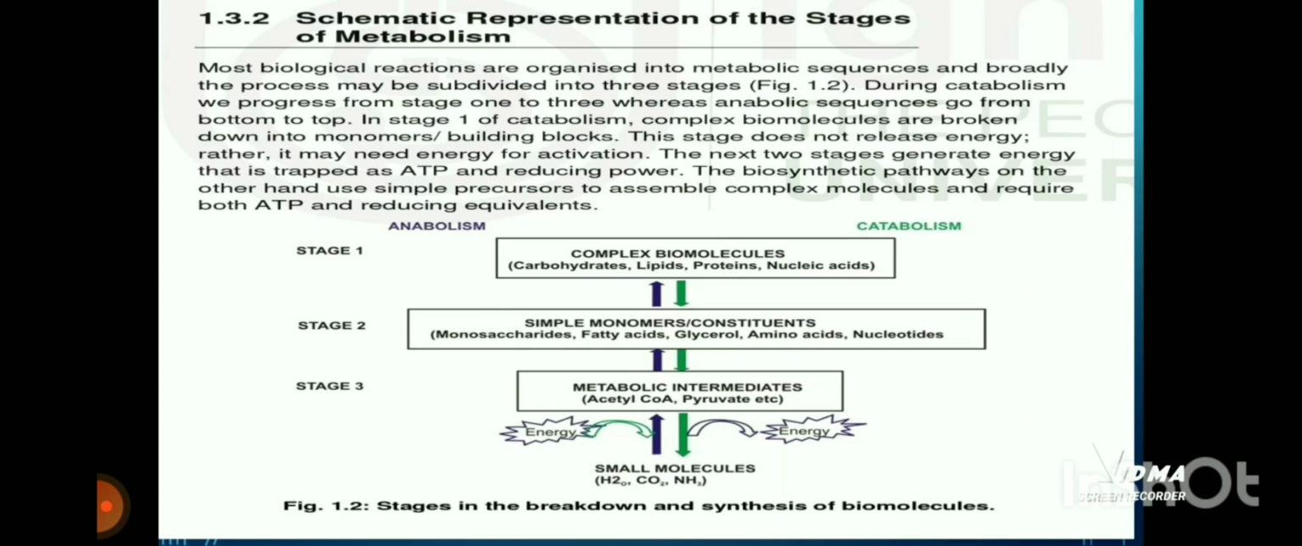Now we understand anabolism. In catabolism we see top to bottom, and in anabolism it is going bottom to top, meaning small molecules are converted into simple monomer constituents and then converted into complex molecules which will be used for body tissue.